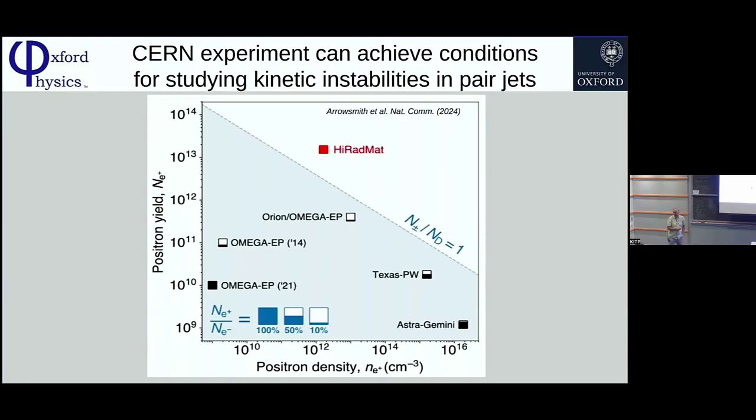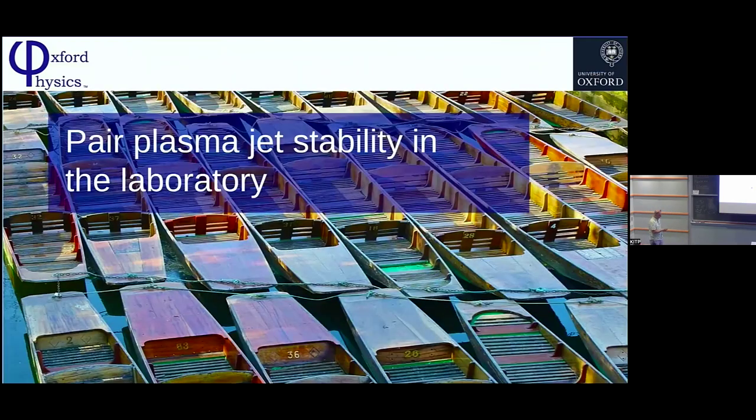So in the experiment we did, we are here. For the first time, we are in a situation where we have a plasma of electrons and positrons, where the Debye length or the skin depth in all dimensions is smaller than the size of the beam. So now we have a beam of electrons and positrons, and the question is, can we use this beam to study plasma physics? So go back to the idea of plasma jet stability in the laboratory.